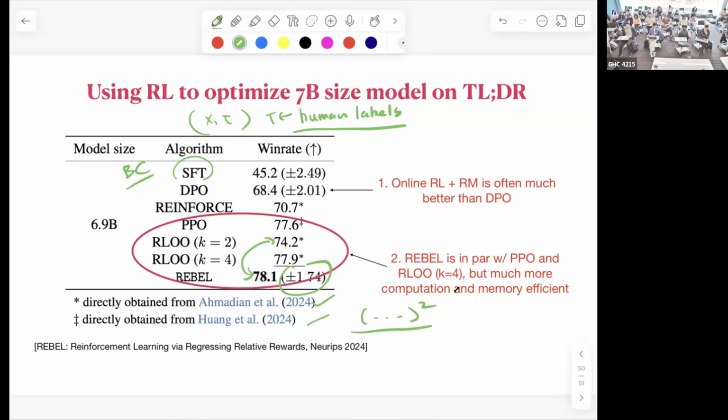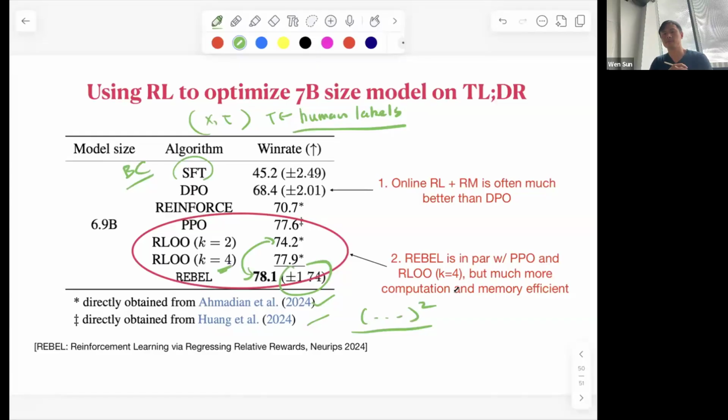So all you do is generate a pair of completions for every prompt? Yep. And do regression on it? Correct. And repeat this for 3 or 5 iterations. That's it. And RLOO is just like double the generation, but do one step gradient. Correct. I see. But K equal to 4 doubles the generation.